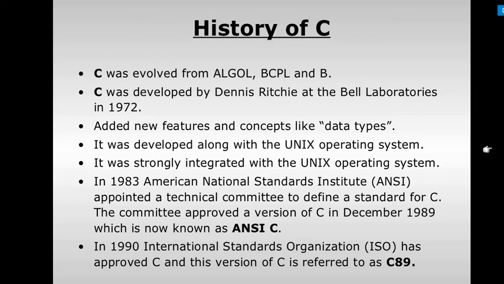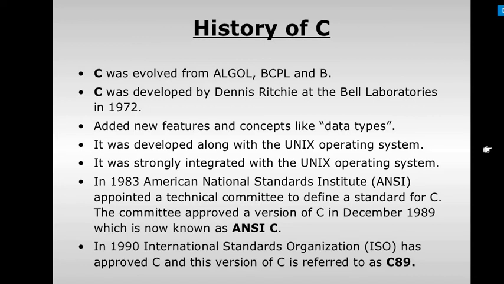So the history of C goes on like so. C evolved from ALGOL, BCPL, and B. So this C used all the concepts from ALGOL, from BCPL as well as from B. C was developed by Dennis Ritchie at the Bell Laboratories in 1972. Note that even the B language was also introduced in Bell Laboratories. C added new features and concepts like data types. So BCPL and B were typeless, but this one added a new concept called data types. It was developed along with the Unix operating system.